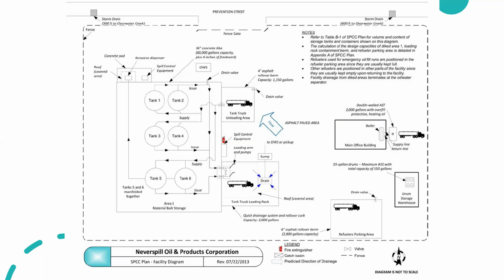And you can even see we've got some spill control equipment out here, and you can see from the legend there's 1 fire extinguisher close to the spill control equipment in red. So this is a really good way to have a map overview of an SPCC plan.